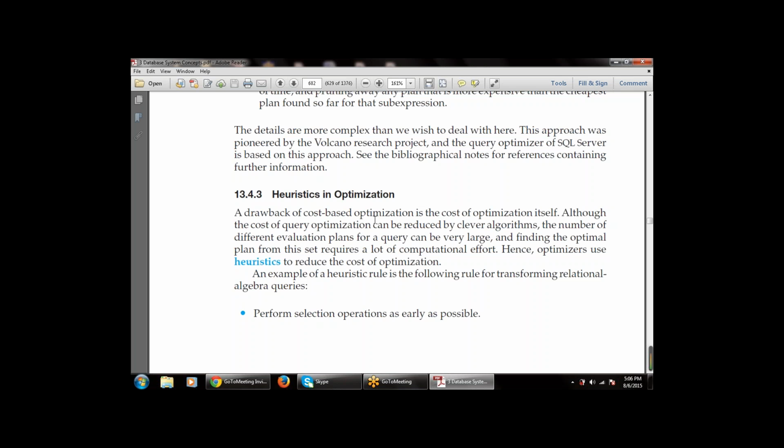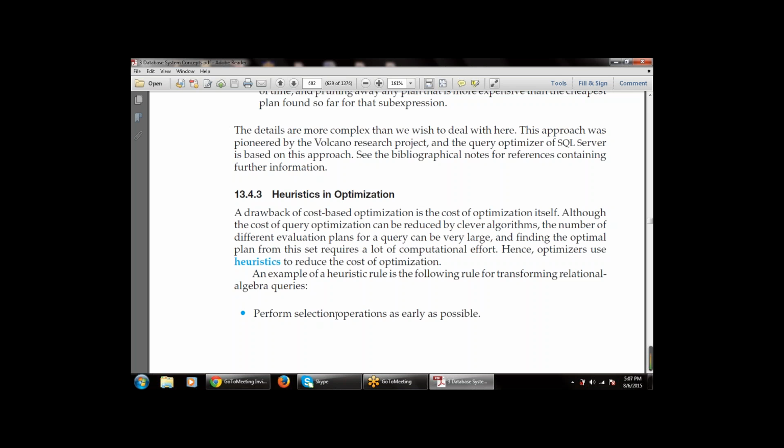the heuristic approach. Although the cost of query optimization can be reduced by using various algorithms, there are different evaluation plans that must be examined to find the optimal plan, which requires computational effort. Hence, the optimizer uses the heuristics approach to reduce the cost of the optimization. An example of a heuristic rule is the following rule for transforming relational algebra queries.